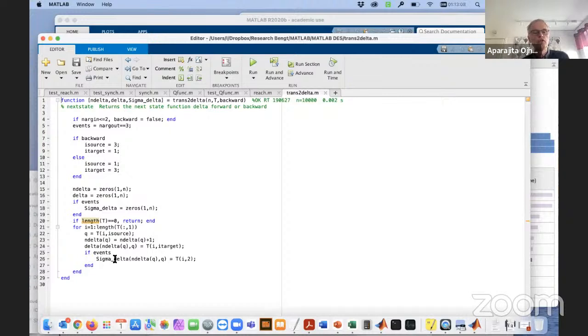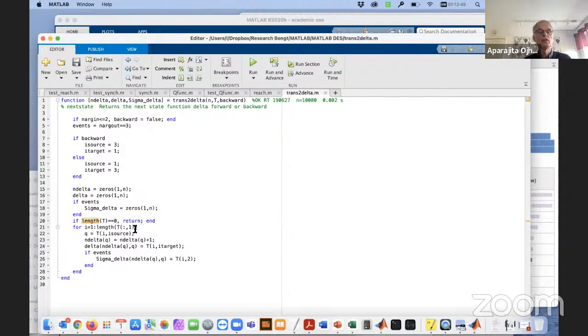And if you also need the events together with the target state, which you generate in delta, sigma delta generates the corresponding event to that target state. So that's why you take T(i,2), because column 2 is the place where you have the event.